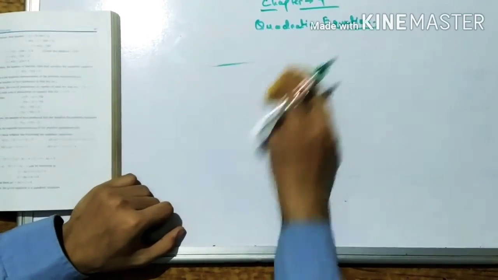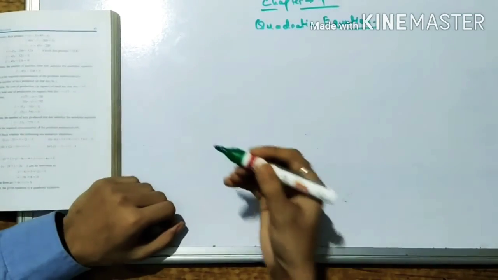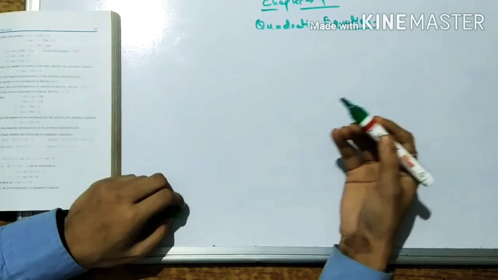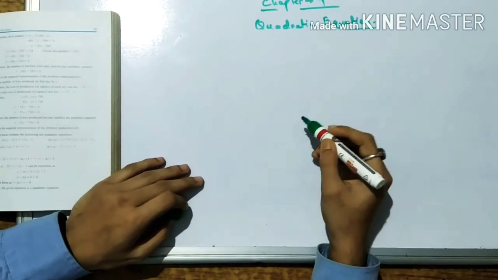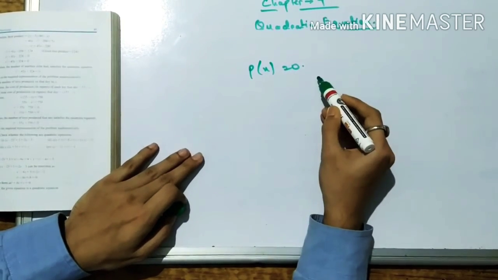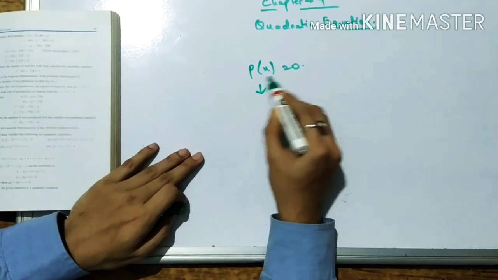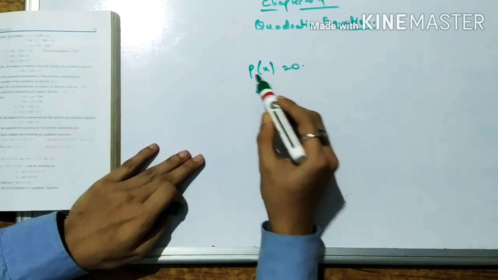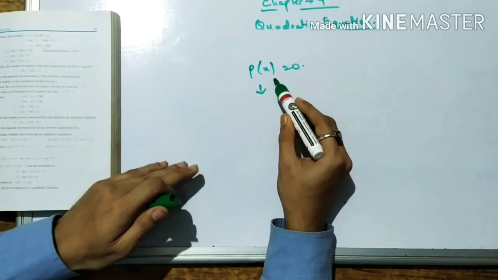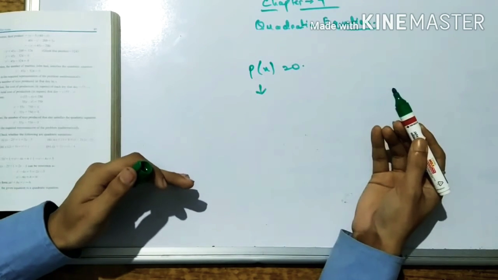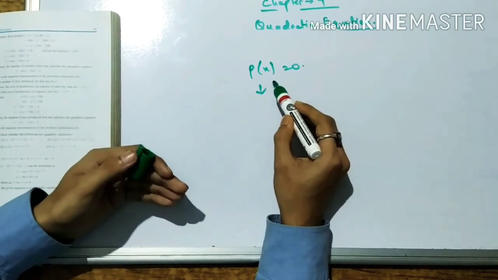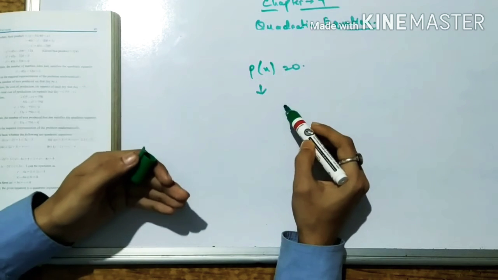So quadratic equations, what are quadratic equations we have learned? You take a polynomial of degree 2, and that polynomial you say it is equal to 0. For example, p(x) is equal to 0. This is a polynomial, and it should be of degree 2. If this polynomial is of degree 1, then the equation will become a linear equation. I will have to take a polynomial of degree 2, then only it will become a quadratic equation.